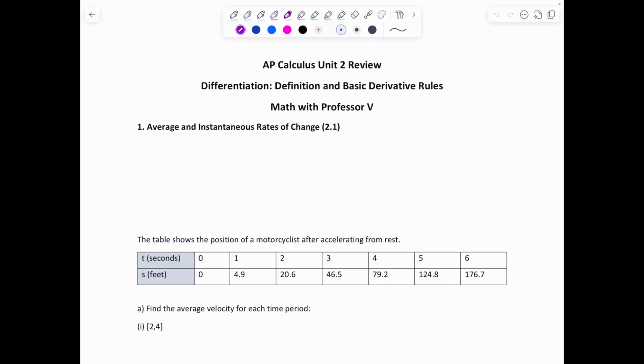I'm going to work through even some real AP exam questions so you can see exactly the level and style to expect. So let's dive right in.